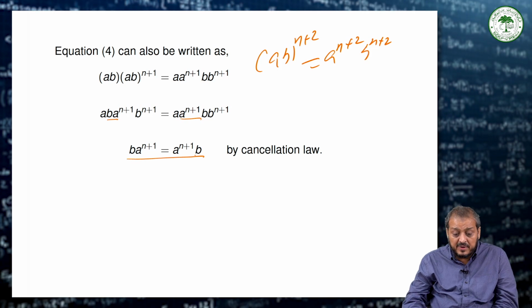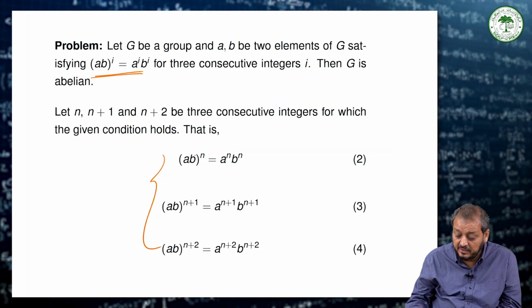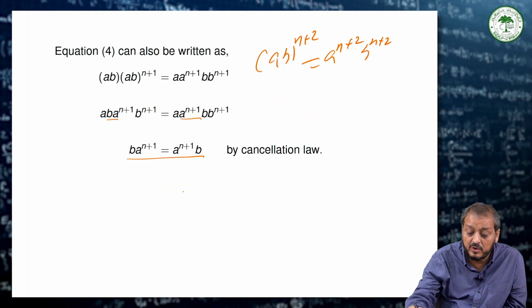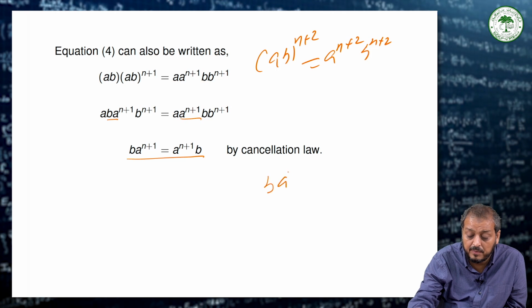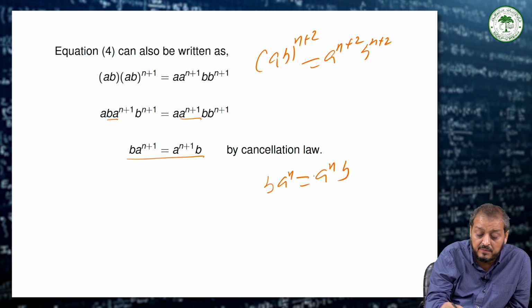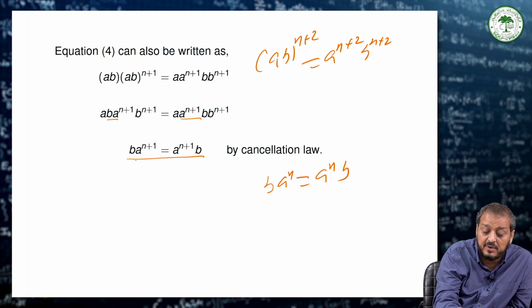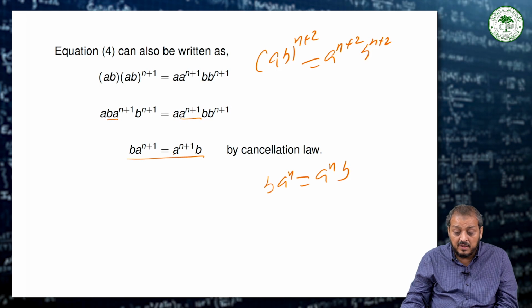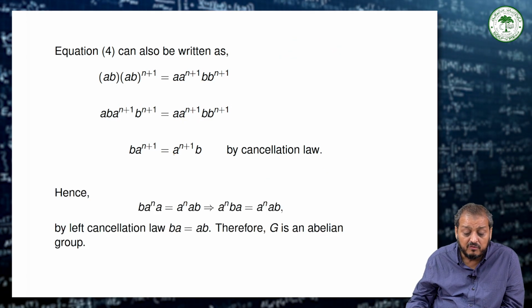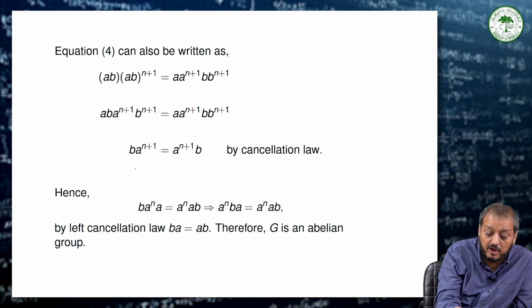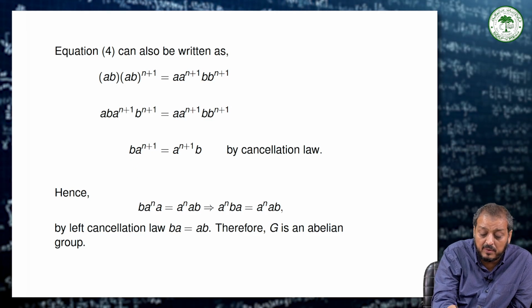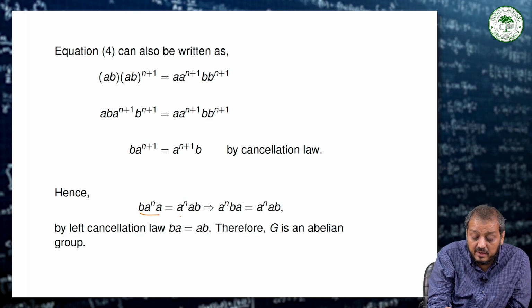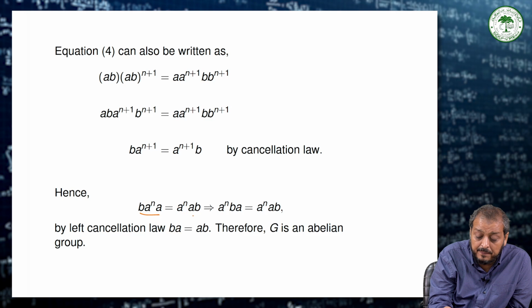Previously we showed this condition, b to the power n is equal to a to the power n b. Here we have to show that b to the power n plus 1 is the same as a to the power n plus 1 b. So we write b to the power n into a, which can be written as a to the power n into a, and a to the power n ab.